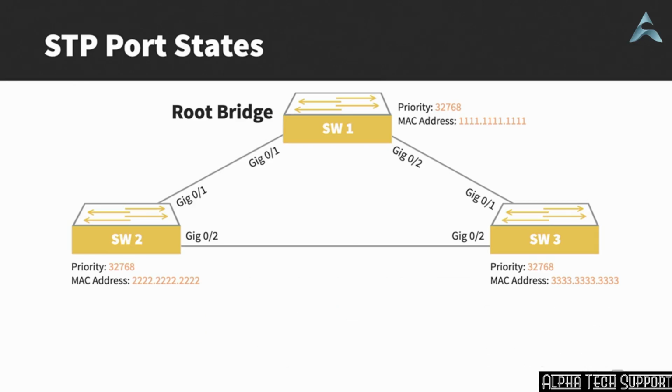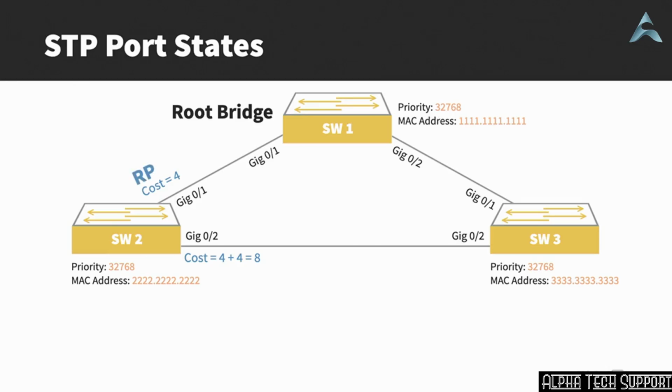Let's focus first on SW2. How can it get to the root with the lowest cost? If it goes out of port gig 0/1, that's going to be a cost of 4 because we're going out over a 1 gig link to get back to the root bridge. What if I go out of gig 0/2 over to SW3? Well, that's a cost of 4 to get to SW3. And then I go from SW3 up to the root bridge. That's another cost of 4, so it's 4 plus 4. That will be a total cost of 8. What is my least cost on SW2? Yeah, it's going to be the gig 0/1 port. So gig 0/1, that is my root port.